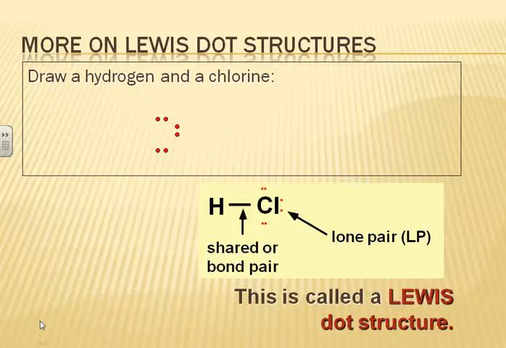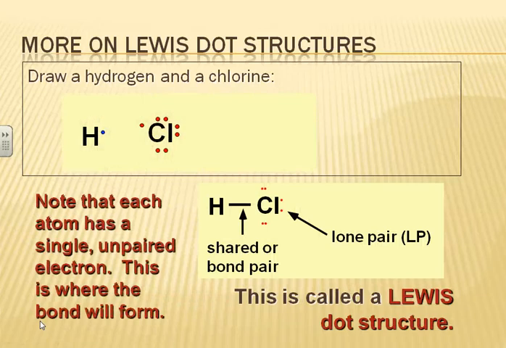Okay. Oh, here's a better diagram of it. Notice the shared pair of electrons right here, and these are all lone pairs: lone pair, and a lone pair.